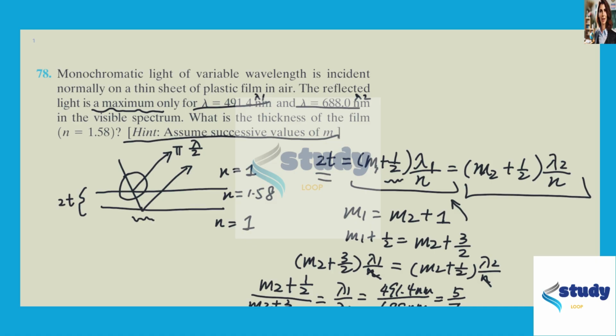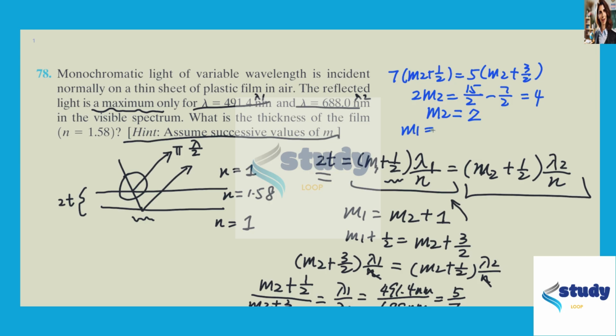Sorry, I'm running out of space at the bottom. So we can rearrange it to have 7 times m2 plus 1/2 equals 5 times m2 plus 3/2. So that gives us 2m2 equals 4. So m2 equals 2. What about m1? m1 equals m2 plus 1 equals 3.